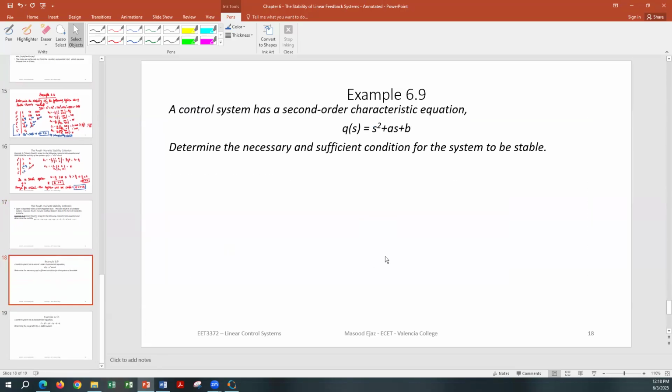So we're going to go ahead and do example 6.9. A control system has a second order characteristic equation, s squared plus a s plus b. Determine the necessary and sufficient condition for the system to be stable. We're going to create the Routh-Hurwitz array: s squared, s to the power 1, s to the power 0, with 1, b, then a, 0, and then this is going to be c1.